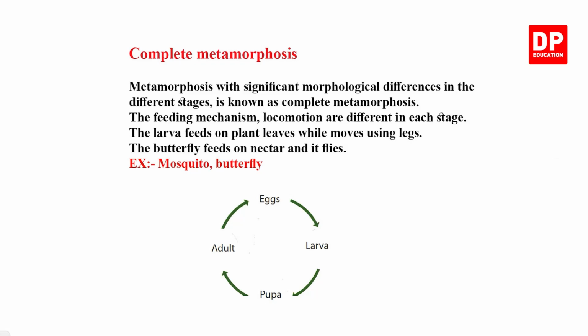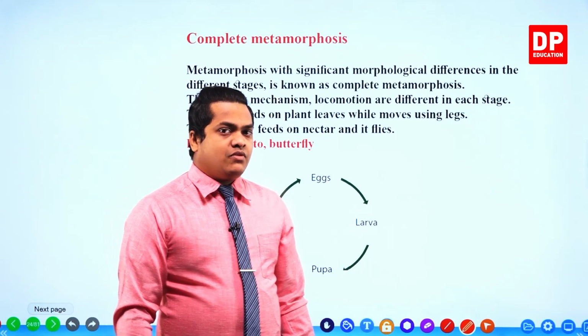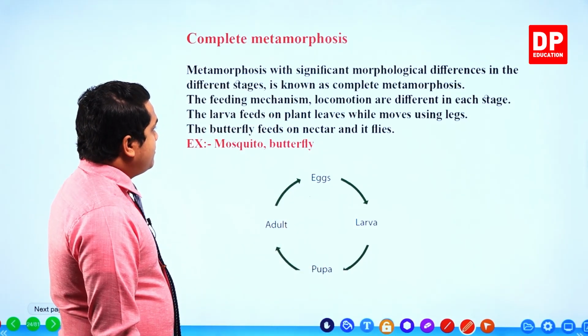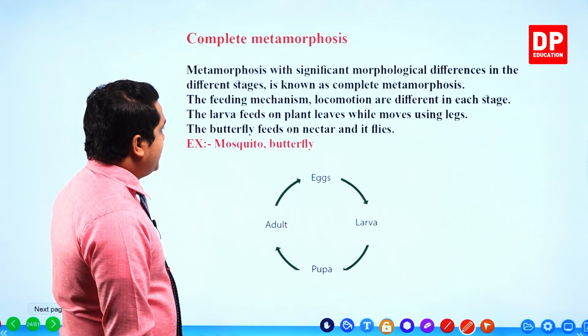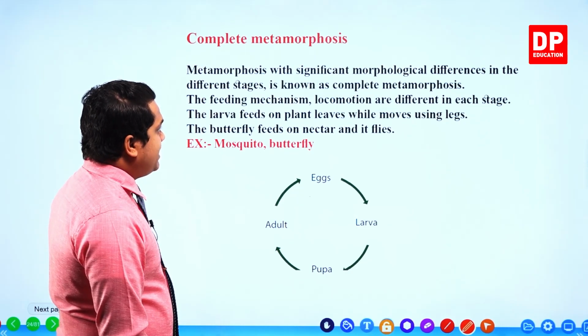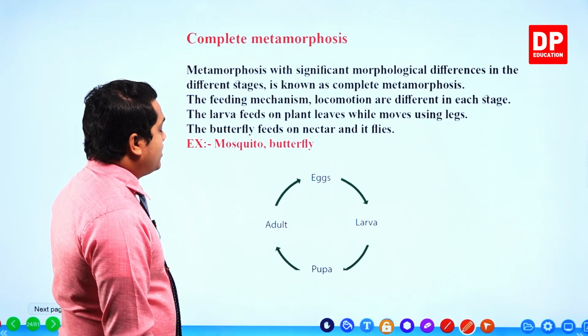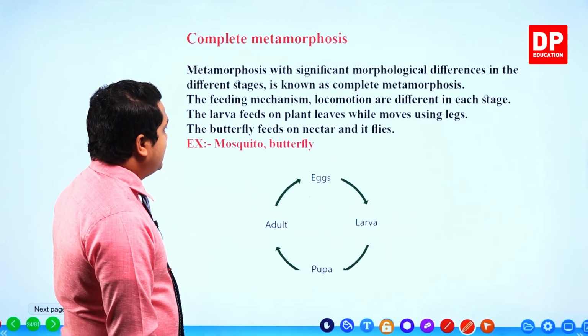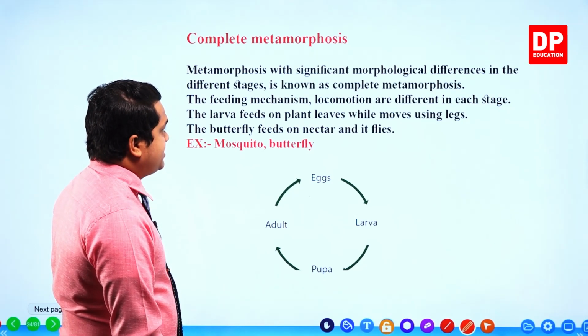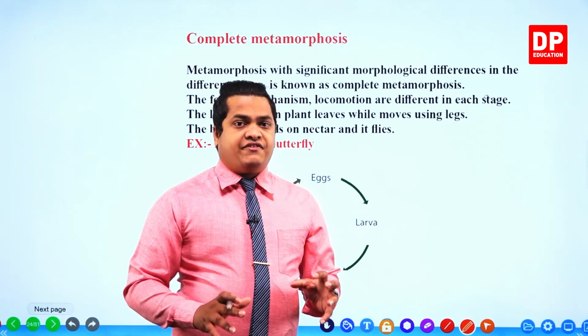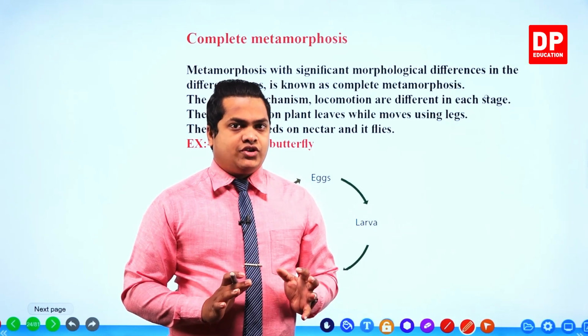So the first topic, the main topic, is complete metamorphosis. Okay, let's see what we mean by complete metamorphosis. Metamorphosis with significant morphological differences in the different stages is known as complete metamorphosis. Complete metamorphosis means, my dear children, there are significant morphological differences within the different stages, right? Significant means dramatic changes.